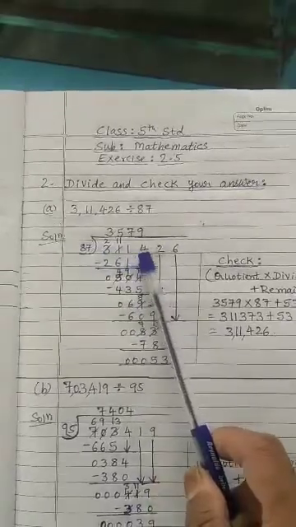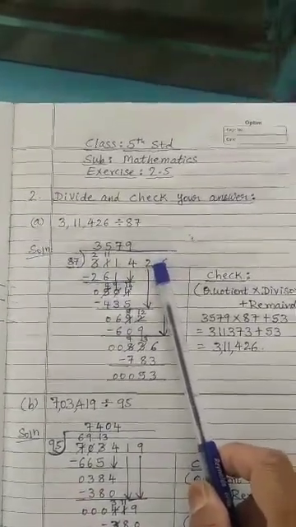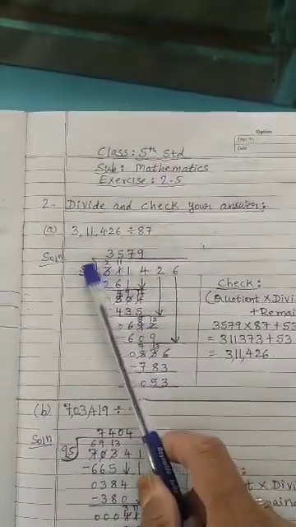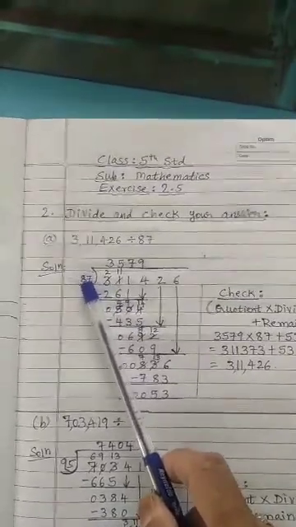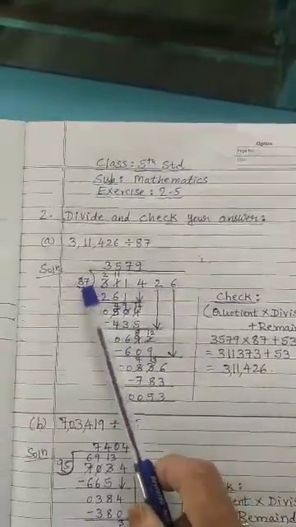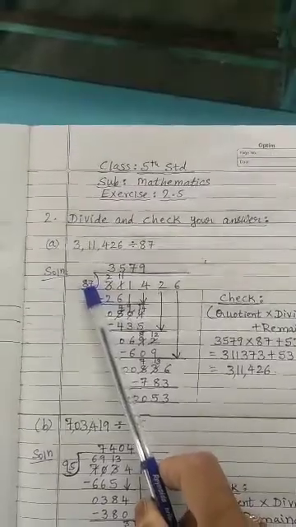The number 3,11,426 is called the dividend. And the number which we take to divide, the 87, is the divisor. In the first one I have said all this. So write the given number, put the division symbol, and write the divisor 87 here.